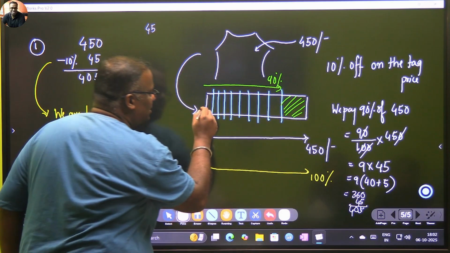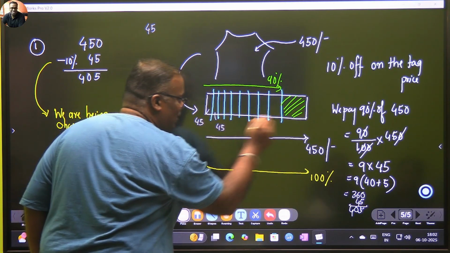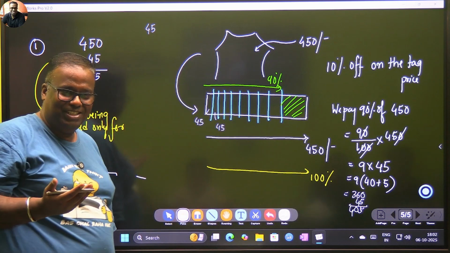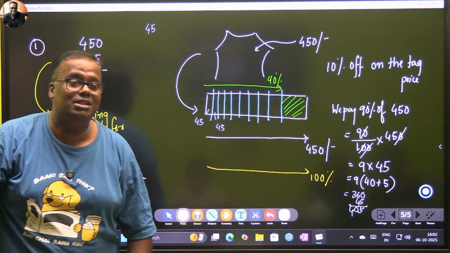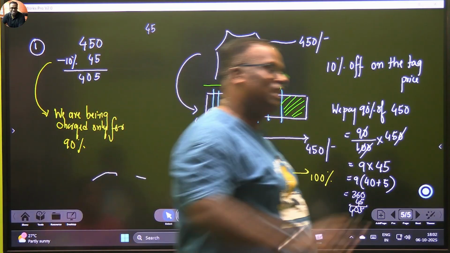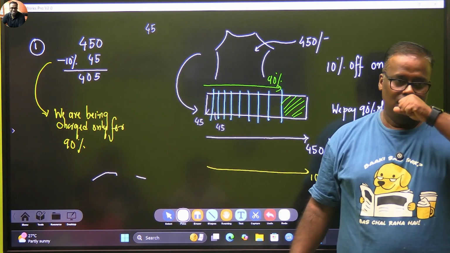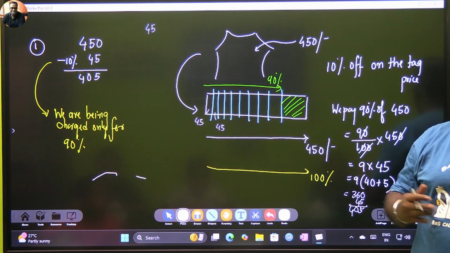So for his t-shirts, every portion's price is how much? 45. 45. Then only it will become what? 450. So we are paying for how much? 9 of 45s. Now I leave it to you, to your understanding, how many different ways you can calculate percentage. Did you understand? Are you understanding it easily now?